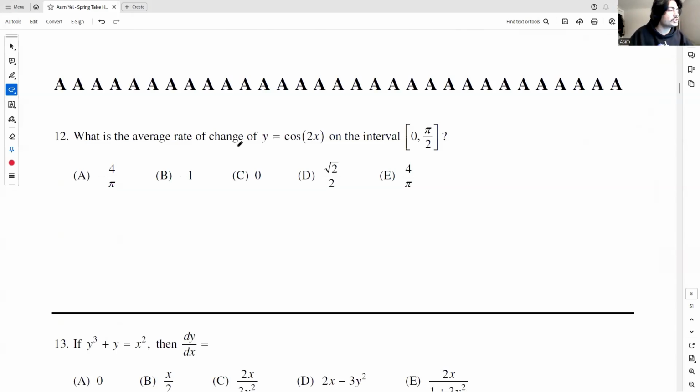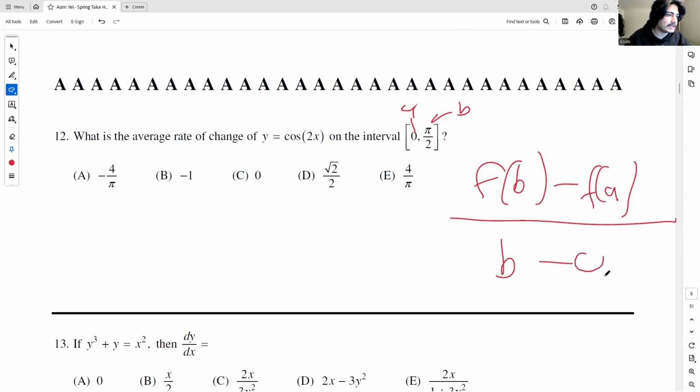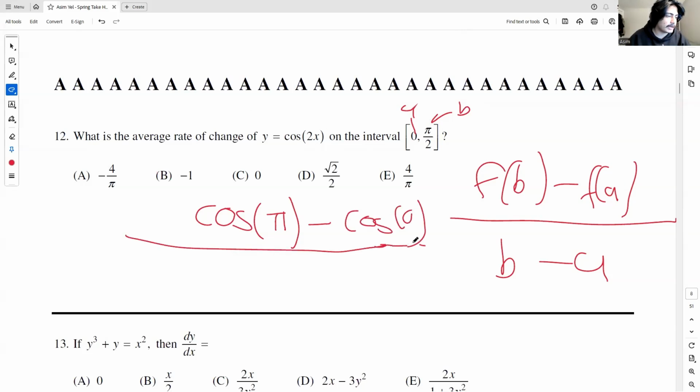So the average rate of change, guys, so basically, if we call this B and this A, it's just f of B minus f of A divided by B minus A. And in this case, f of B, which is cosine of 2x, actually cosine of pi, minus f of A, which is cosine of 0, divided by pi over 2.